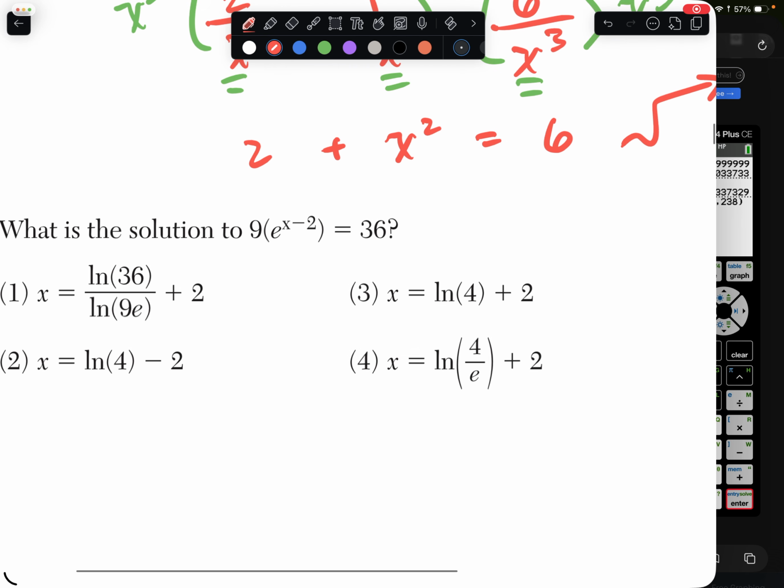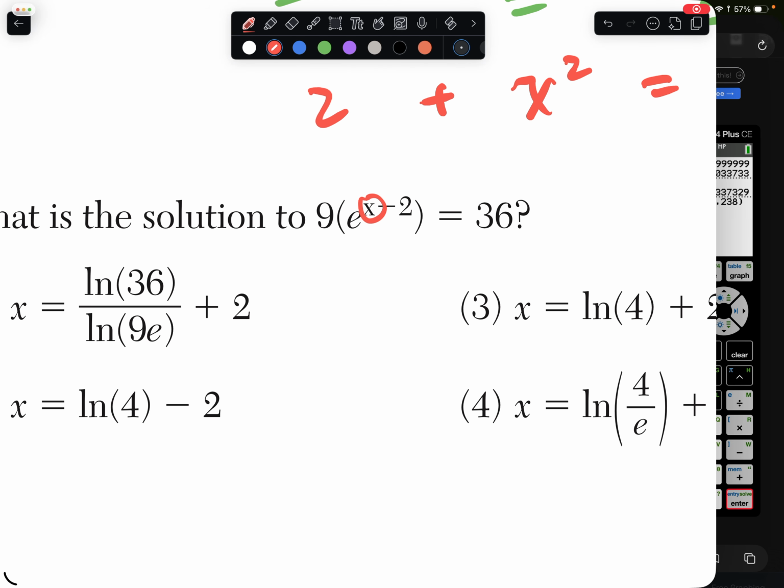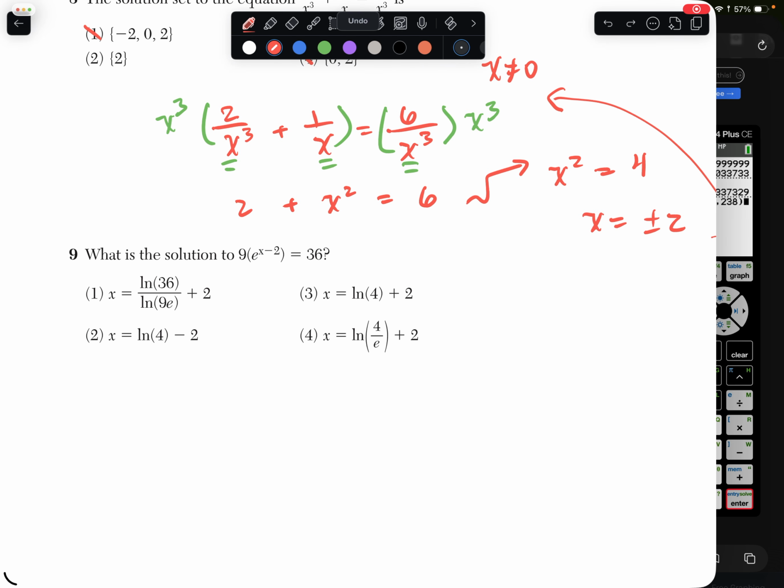All right, what is the solution to 9 times e to the x minus 2 equals 36? They made a little mistake, by the way, guys. The x is supposed to be italicized. It's a variable. So 9 times e to the x minus 2 is equal to 36.